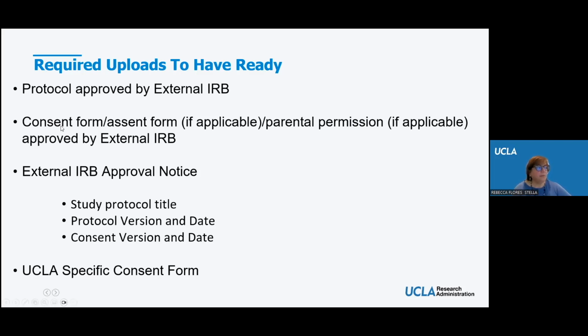Also, in regards to uploading the master consent or assent or parental permission, we've had a couple of studies where UCLA is participating, but they are only enrolling adult participants. Maybe the protocol allows for the enrollment of participants from 12 to 75, but UCLA will only enroll adults. So you appropriately take out any parental permission language, the parental permission signature, and the adolescent assent signature.